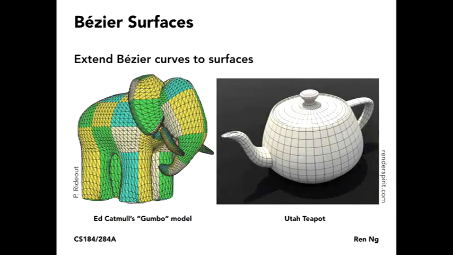So Ed Catmull's gumbo model is composed of what almost look like little rectangles, but they're curved rectangular patches, if you will. Each of those is a cubic Bezier patch. You can also use it to form smooth shapes like a teapot. And a teapot is a very common model that's still used in graphics.